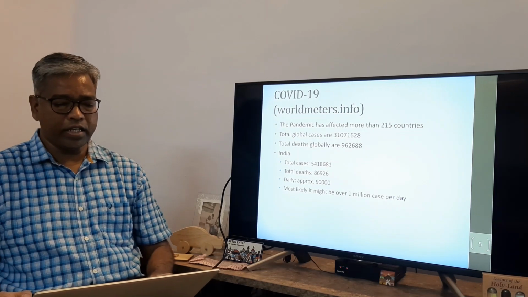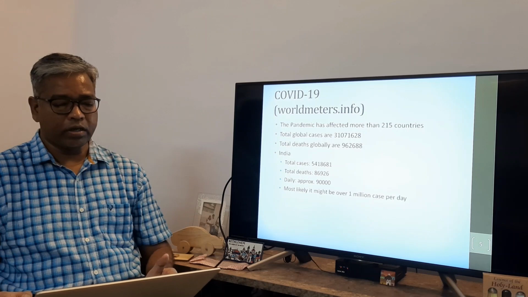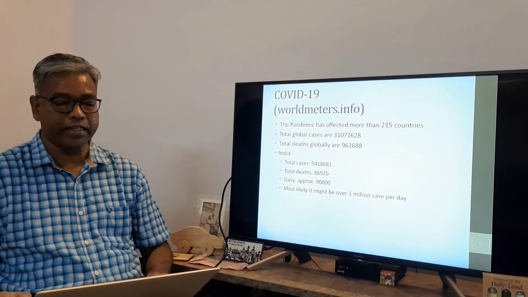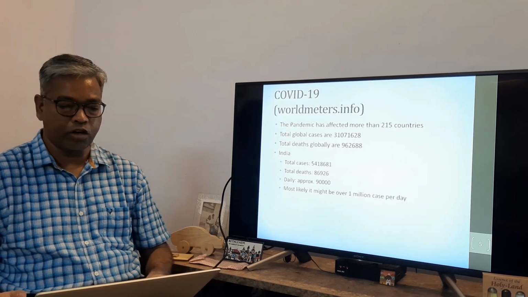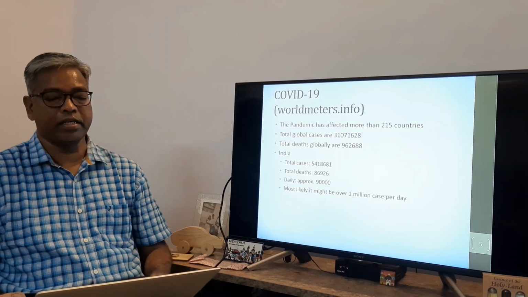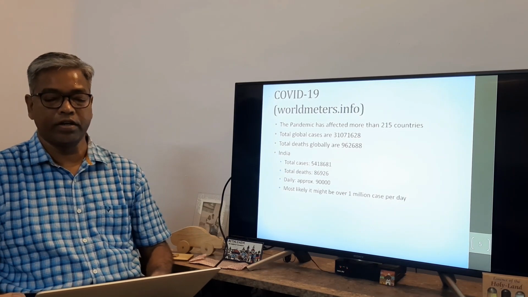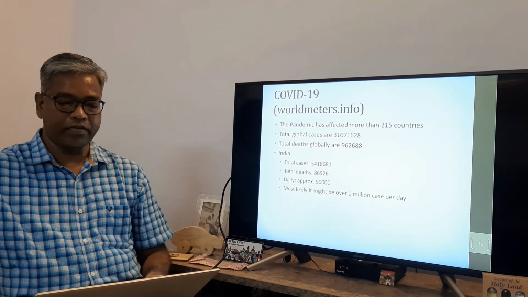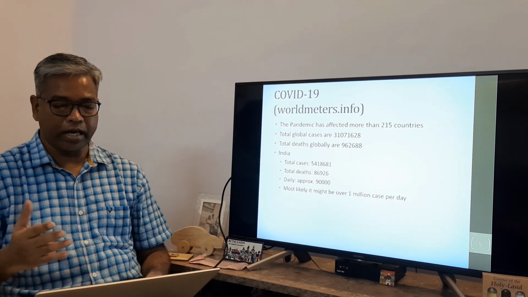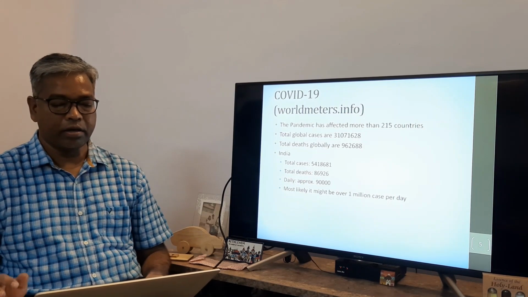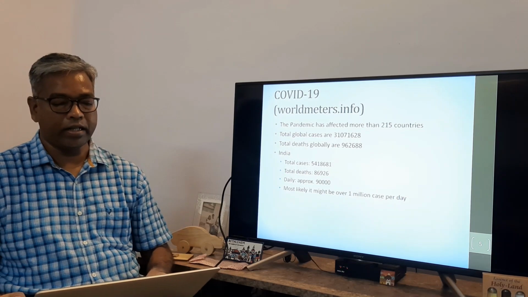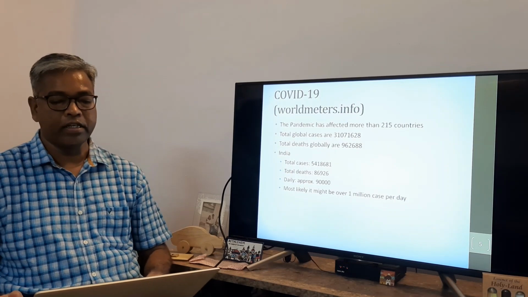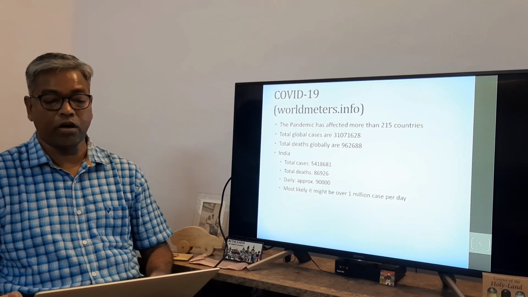If we see the Worldometer, of course I wanted to put in the latest, but this is 2 days back data. I forgot to update it before the sharing, but you can see that this is a pandemic which has affected more than 215 countries. The total global cases, you see the figures, it is in crores, and that is 31,071,628. This was the day before yesterday's data, so today it must have gone even higher.